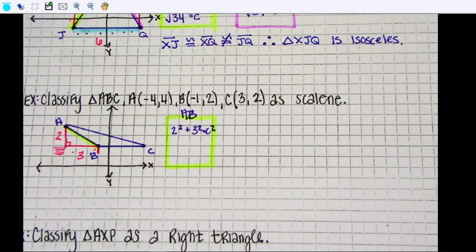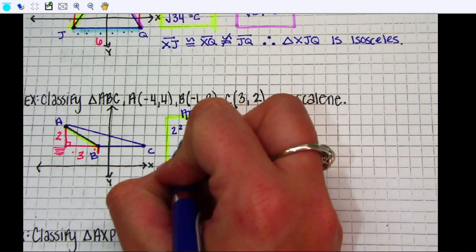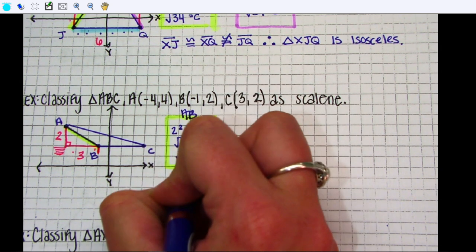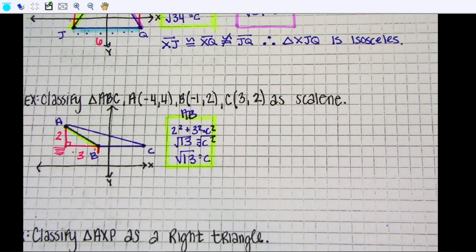Okay. Thank you. You're welcome. So 2 squared plus 3 squared is 13. Then we square root. So we get the square root of 13. Okay. What's the next side you want?